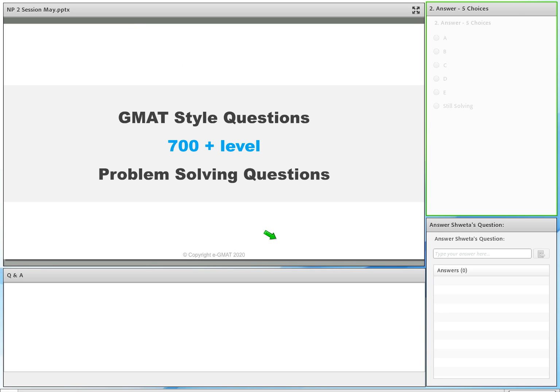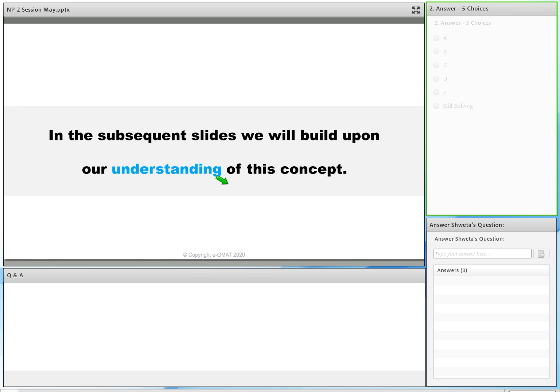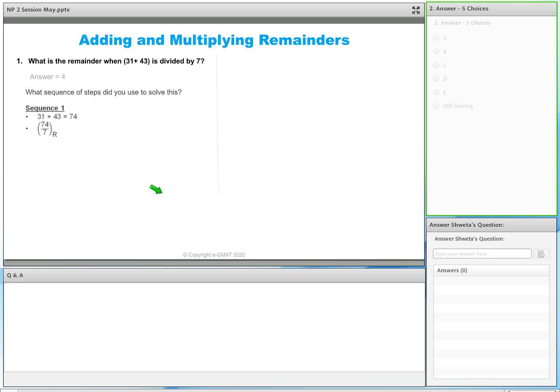Now, for those of you who've understood the DNR approach, and for all of those who have other approaches in mind but have understood the DNR approach, use the DNR approach for all the following questions. You are going to see how this will help you, because now we're going into hard questions. It's 700 plus level problem solving questions. You have to be 200% confident with the concept to really get it. Now, before we solve some more questions, I'm going to give you a few more tools that will make calculations easy for you. So, in this, we are going to build up on our understanding.